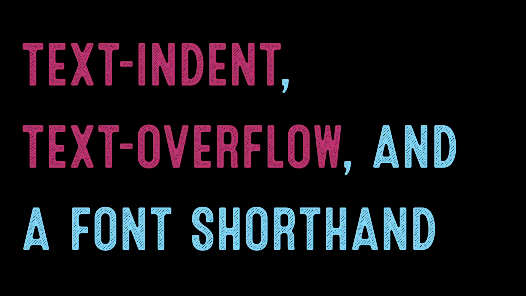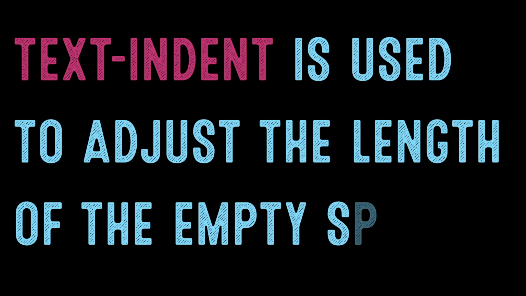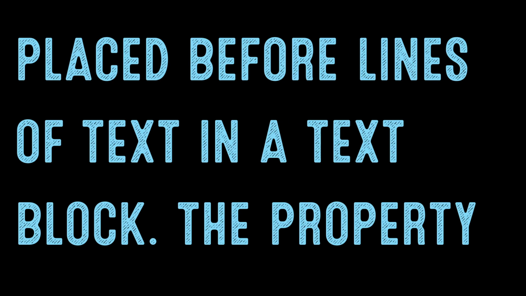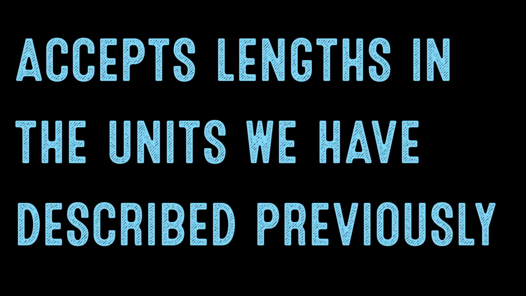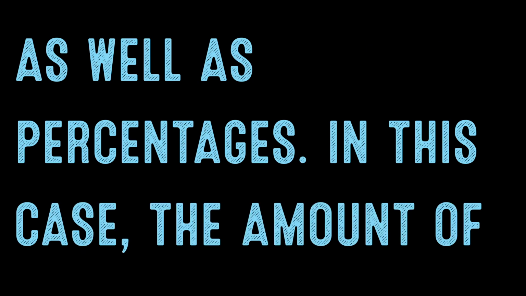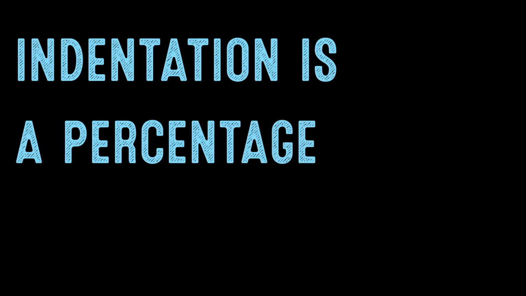The Daily Code Snippet: text-indent, text-overflow, and a font shorthand. Text-indent is used to adjust the length of the empty space placed before lines of text in a text block. The property accepts lengths in the units we have described previously, as well as percentages. In this case, the amount of indentation is a percentage of the width of the containing block.